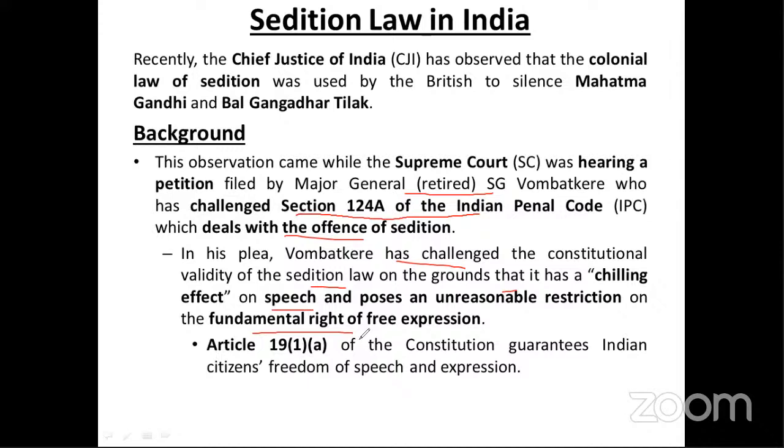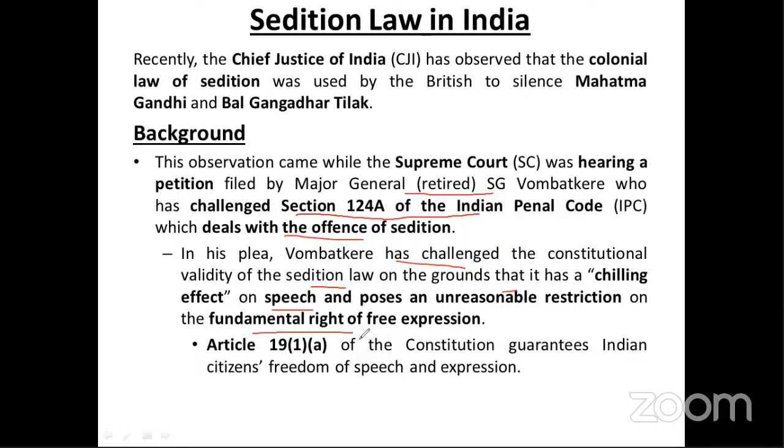But overall the concern is that whenever any activist raises their voice against the government, the sedition law is always used. It means the sedition law should exist, but it should not be used repeatedly on every occasion. It should be limited to those areas where it really causes violence in any part of the country.